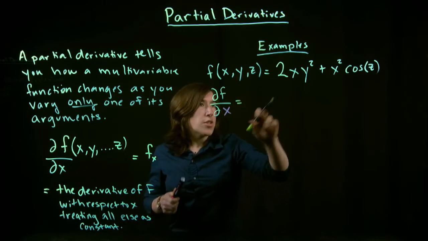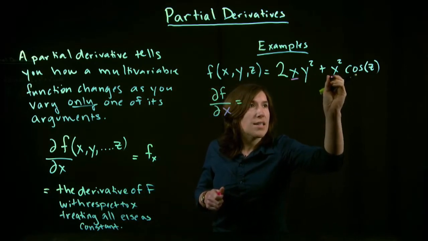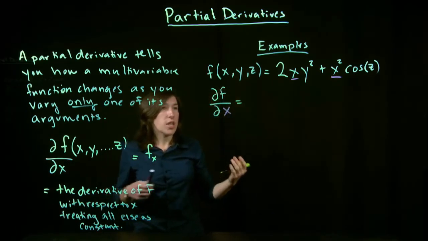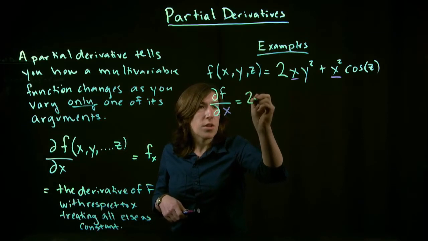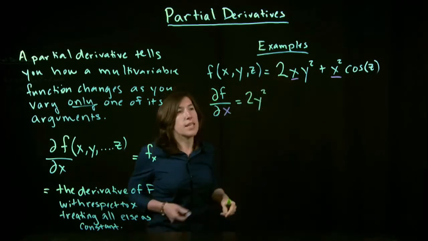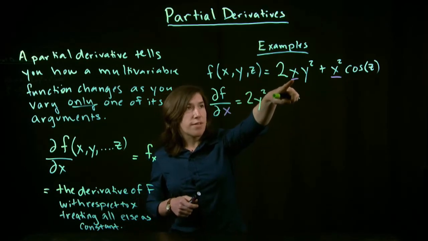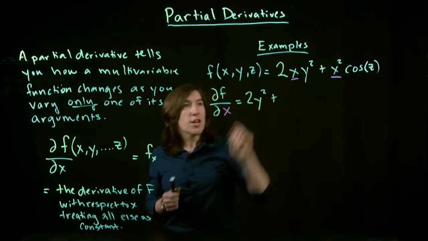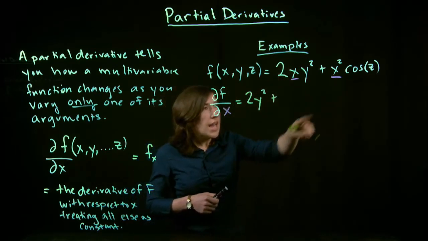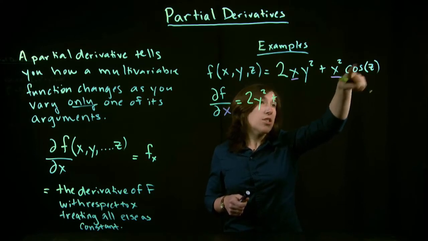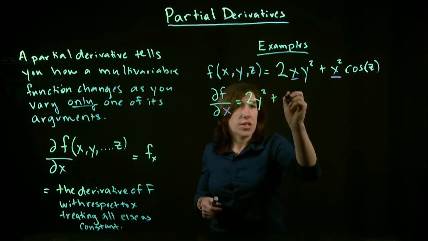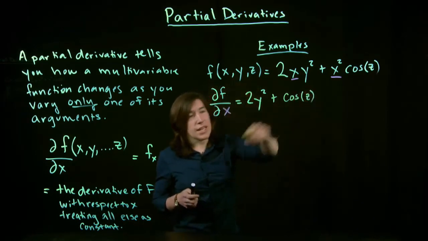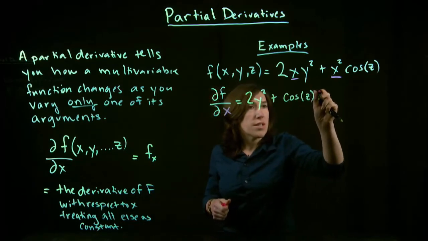is given by, so now only x is varying here, right? And I said that we're treating y and z as though they're just constants. And so we have, so 2y squared, that's just a constant, comes along for the ride. And now we're taking the derivative with respect to x, which is just 1, as you know. And so the first term is just 2y squared. Now we're treating, in the second term, z as just a constant. So again, cosine z is just a constant. That comes along for the ride. And now we want to take the derivative of x squared, which is 2x.